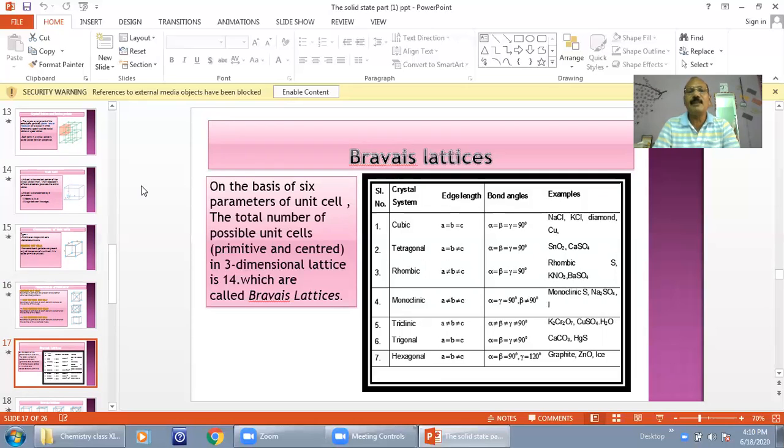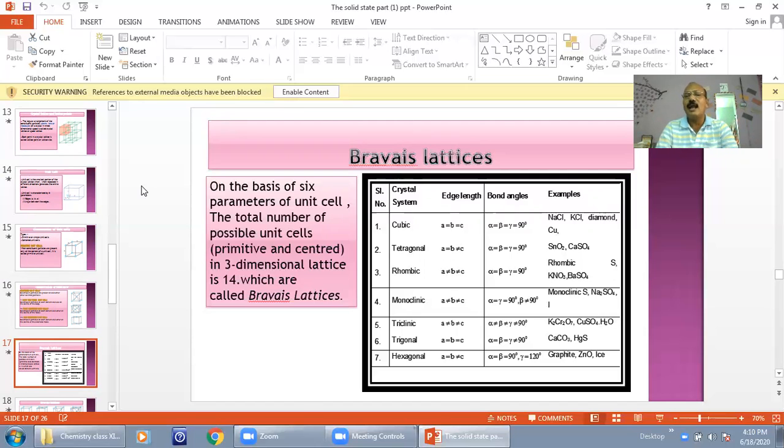So in these Bravais lattices, you can see cubic lattice is there. Example, NaCl, KCl, diamond and copper. Tetragonal is there, in SnO2, CaSO4. Rhombic is there, then KNO3, BaSO4. Monoclinic is there, monoclinic sulfur, sodium sulfate. Triclinic is there, that is potassium dichromate, copper sulfate. Trigonal is there, limestone and mercurous sulfide. Hexagonal is there, graphite, zinc oxide and ice. All these are the different Bravais lattices.